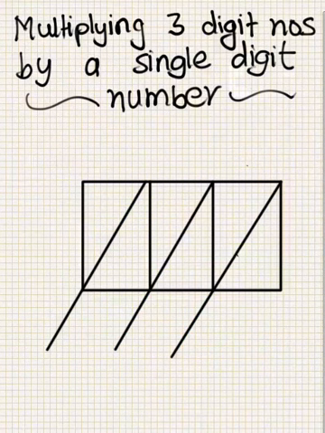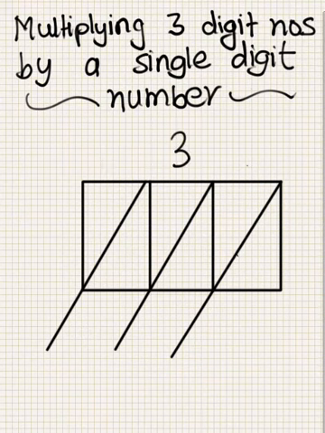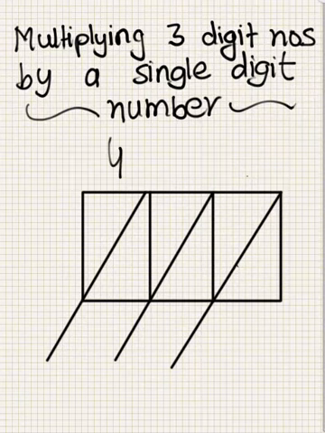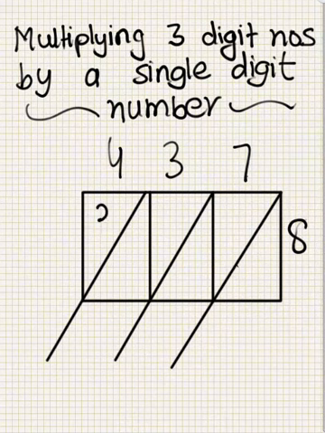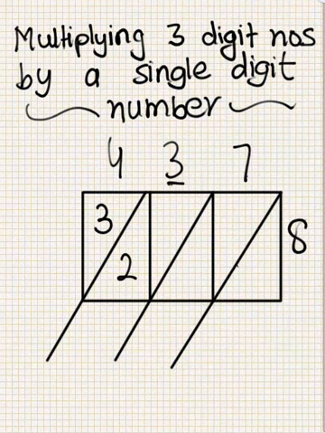Next, we are going to look at a neat way to multiply a triple-digit number by a single-digit number. So let's take the number 437, and let's multiply this by 8. So 4 times 8, 8 fours are 32, correct? 8 threes are 24, 8 sevens are 56.